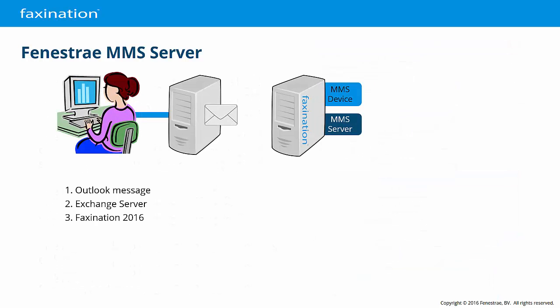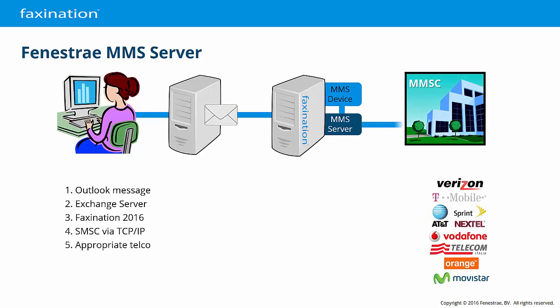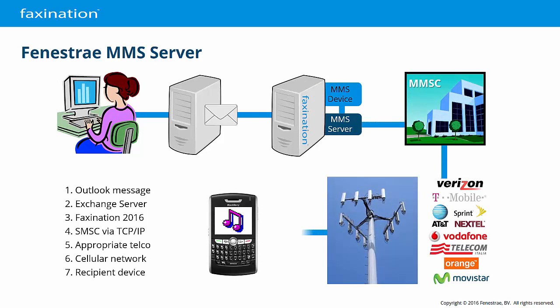The MMS message flow is very similar to SMS. In this example, a message is generated by an Outlook user through the Exchange server and then on to Faxination. The MMS device makes a connection to the MMS server service, which in turn communicates with the MMSC. The MMSC then makes a direct connection to the mobile carrier that is currently responsible for the mobile number of the recipient.